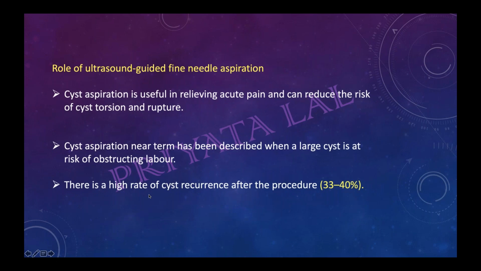Usually, in pregnancy, if the cyst is very big and it is causing acute pain and obstructing labor, then consideration for cyst aspiration can be done. Okay, it is also written in the talk. But if they are only aspirating the cyst, chances of recurrence will be very high. It is 33 to 40%.